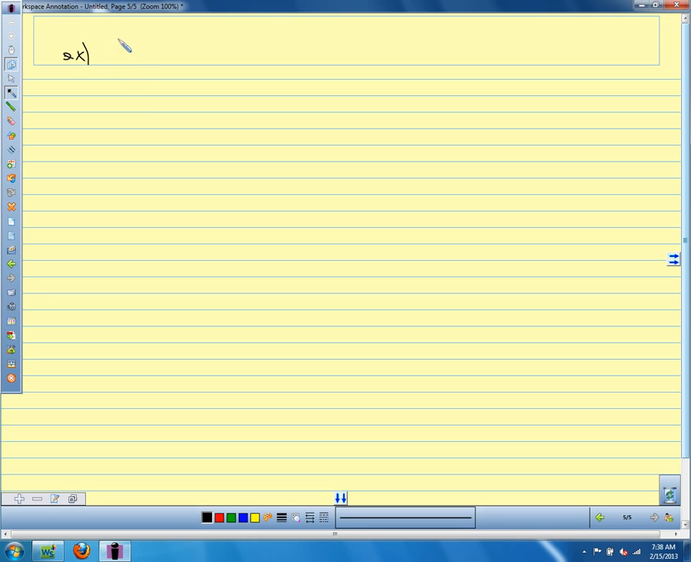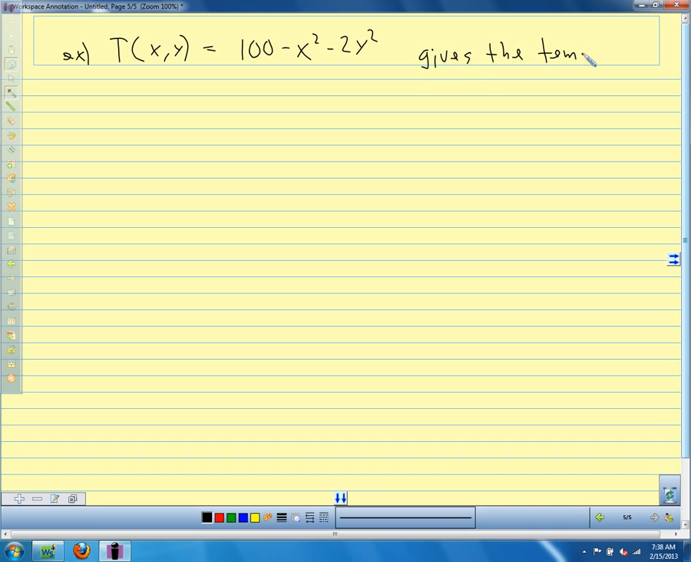All right. So for this example, we have this function T of xy. T of xy equals 100 minus x squared minus 2y squared. This function gives the temperature at any point on a metal plate.